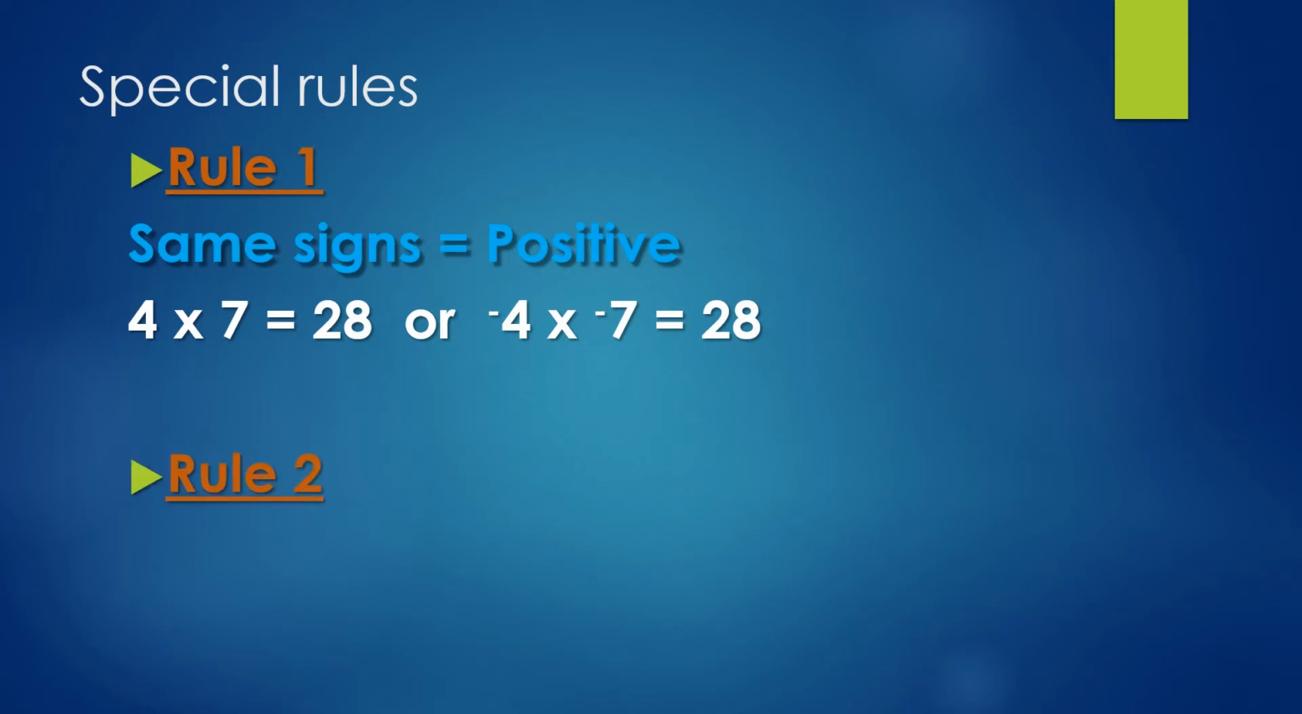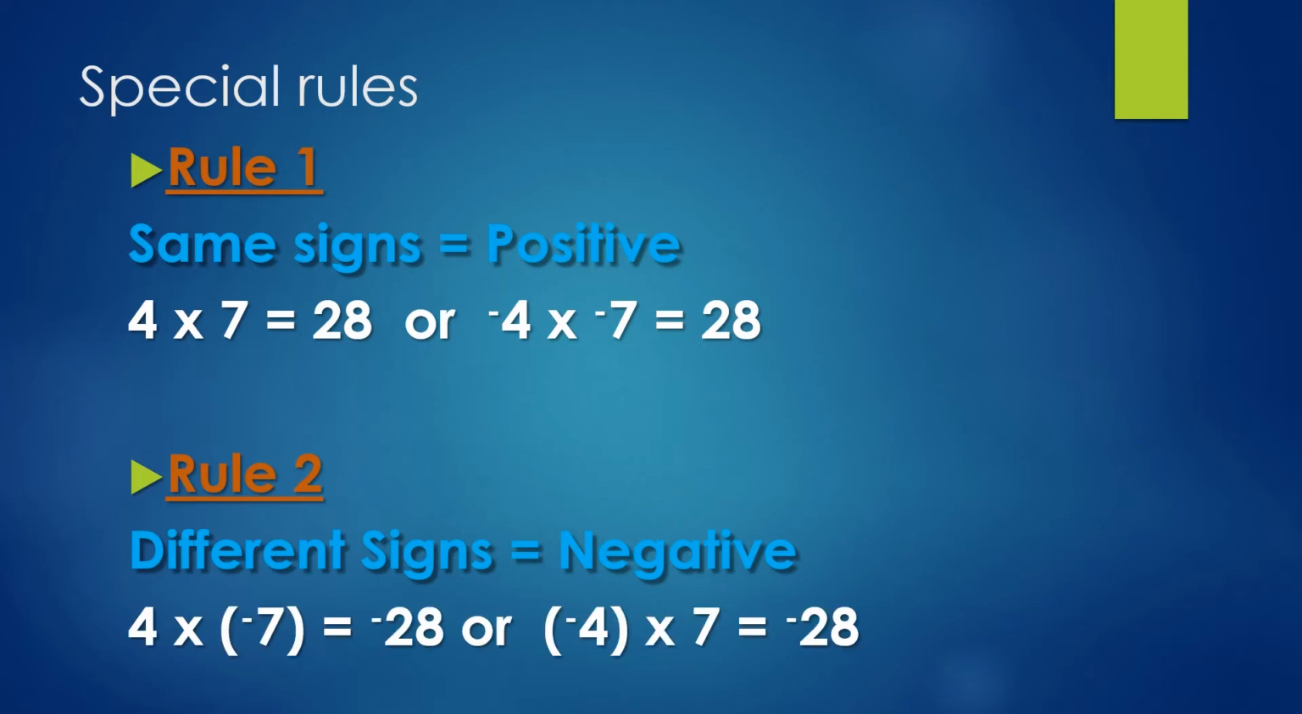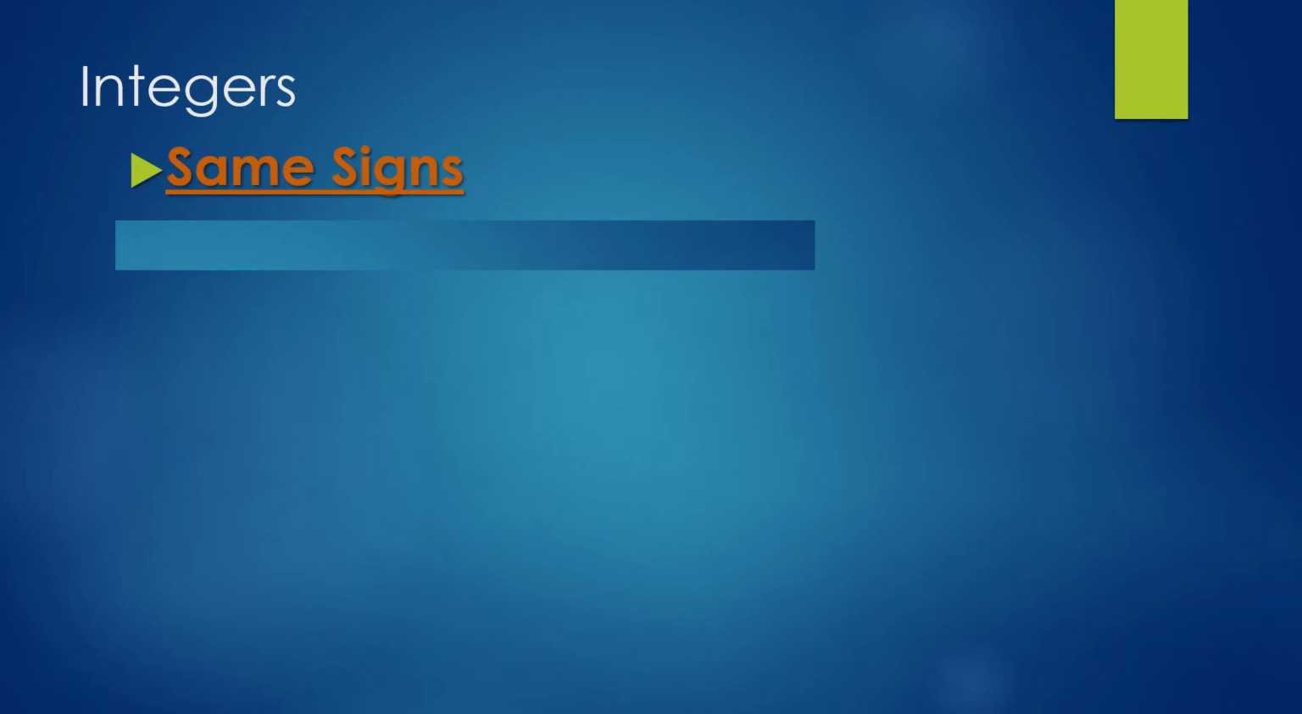The second rule is that if you have different signs, meaning one number positive and one number negative, the answer will always be negative. For example, 4 times negative 7 would be negative 28, and negative 4 times 7 would also be negative 28.